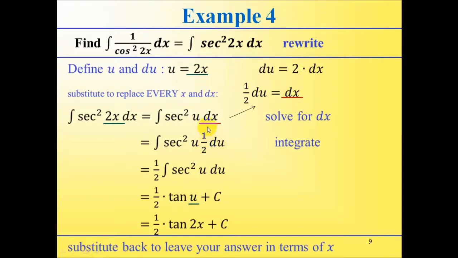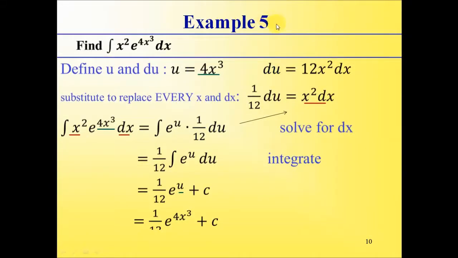Okay, from here we can take the half in front of the integral, and we have secant squared u du. Let's see the book. There are many basic integration formulas, page 11, and you can get the integral of secant squared u is tangent u plus c. Then substitute back to leave your answer in terms of x, because u is 2x, so we put 2x in here.